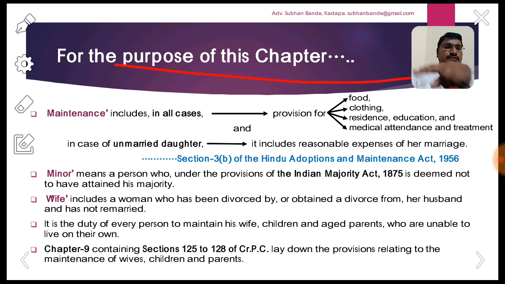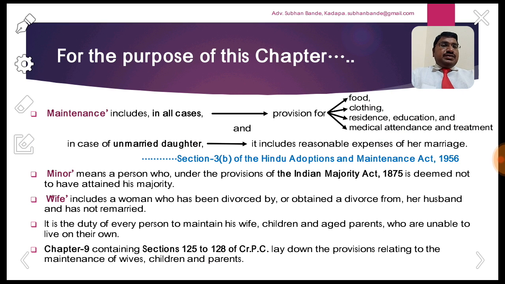Here, for the purpose of chapter 9 of CrPC, maintenance includes provision for food, provision for clothing, provision for residence, provision for education and provision for medical attendance and treatment of all the wives, parents and children. Maintenance includes reasonable expenses for marriage of the unmarried daughter.